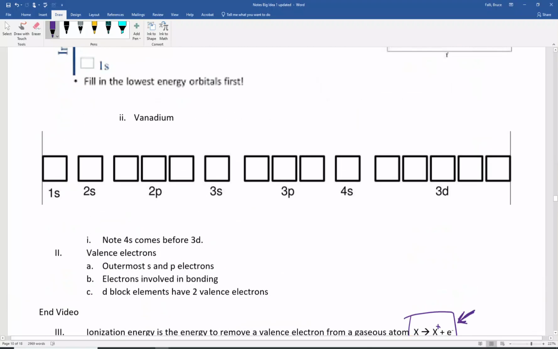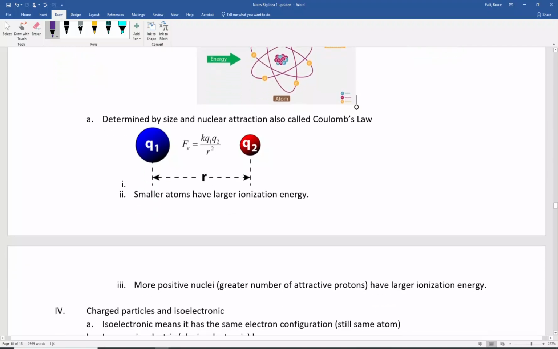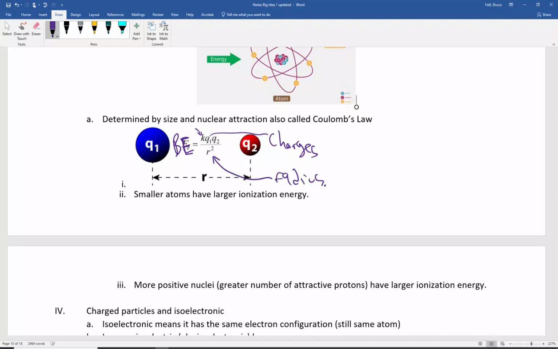Ionization diagram. So here's the diagram. I'm trying to remove a valence or outermost electron, okay? Ionization energy is determined by the size and nuclear attraction, which is also called Coulomb's law. So this is the force of attraction. I often show it as bond energy because it's the bond energy of the electrons for the nucleus. And there's some constant K. Q's are charges. And R is radius, which is really distance.